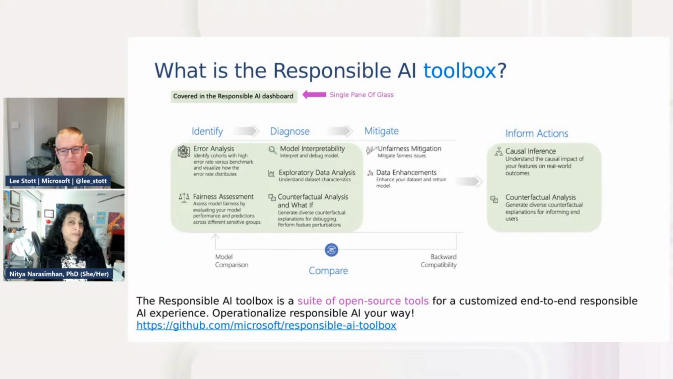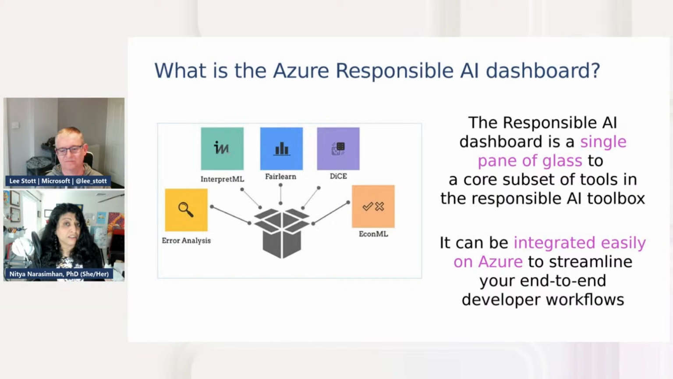Now, this is the responsible AI toolbox, which is a collection of tools. You can use it in open source. But if you are a person who's building these models for production, you want to operationalize them. The Responsible AI dashboard is in the Azure Machine Learning Studio. And what it does is it takes this from the domain of you trying stuff out to being able to integrate it into a pipeline.